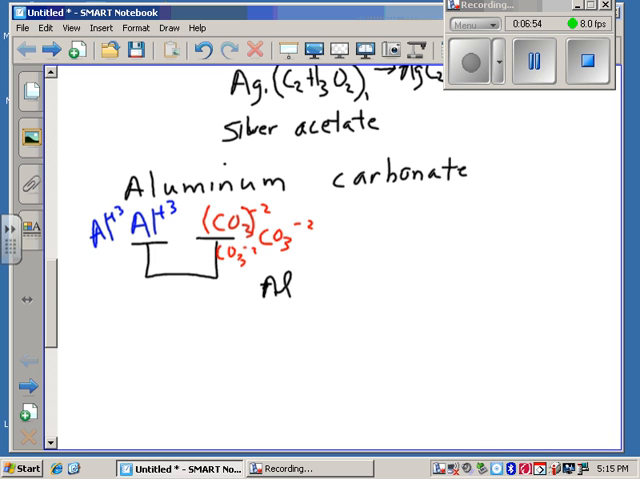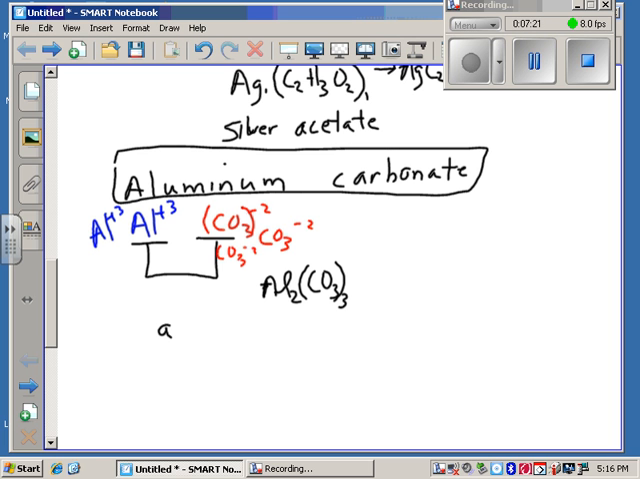Al, 2 of them, parentheses, CO3, 3 of them. And there won't be any need for us to drop the parentheses here because that 3 indicates that we're going to need to keep them there. And there's no real cleaning up that needs to be done. That's the way it would be. And this would be pronounced, well, we already have it up here, aluminum carbonate. And notice that there's no changing of the suffix at all. It still stays just like it is on the sheet, aluminum carbonate.